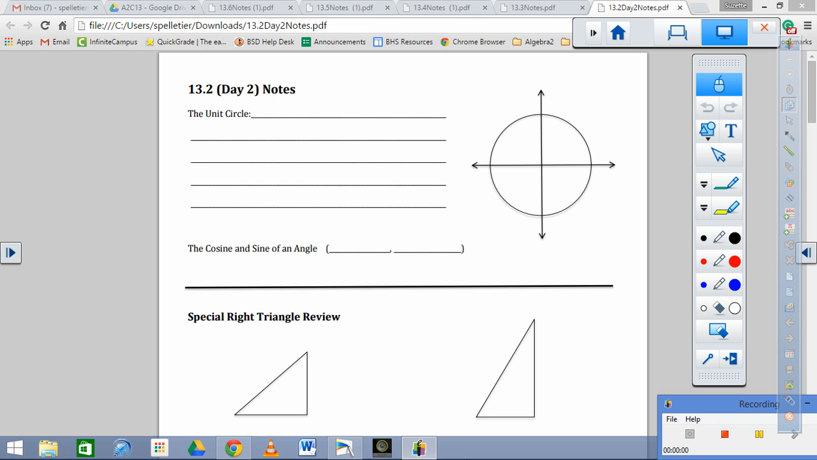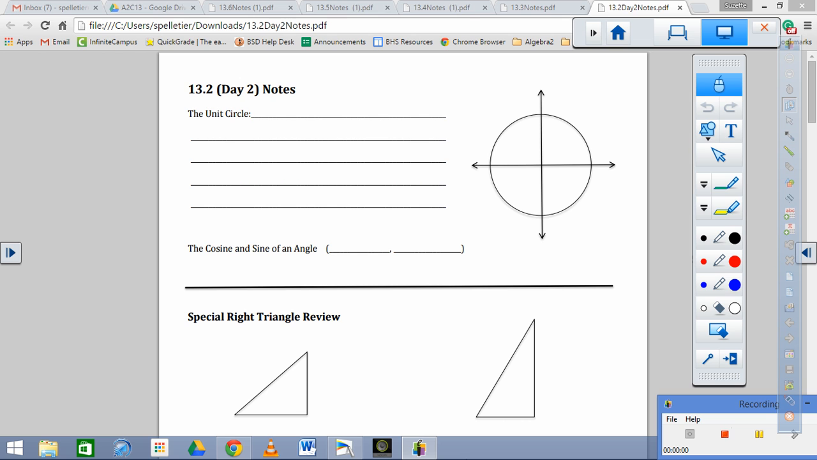This is the second lesson, Angles in Unit Circle, of Chapter 13, but this is the second day of the notes. Today we're going to begin with the definition of the unit circle, and then review some special right triangle information from geometry that we will need when we build the unit circle. We'll build it together in class, and then you'll understand why we needed the special right triangle stuff. We're just going to practice it today. We're not going to tie it to anything until we build our unit circle in class.